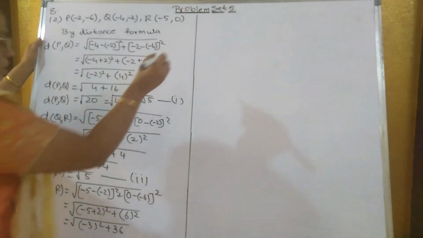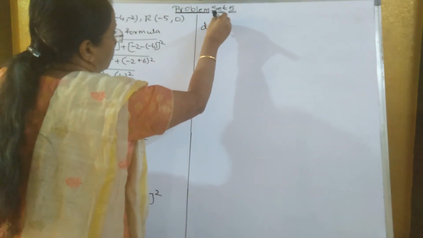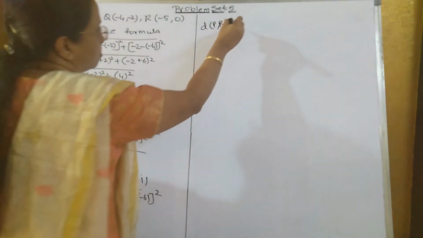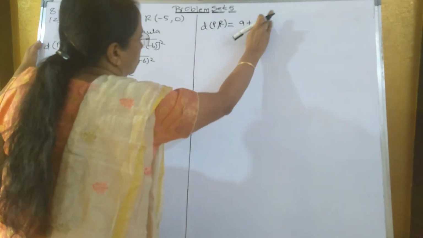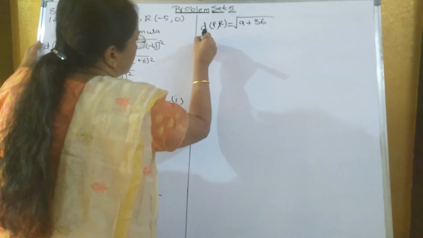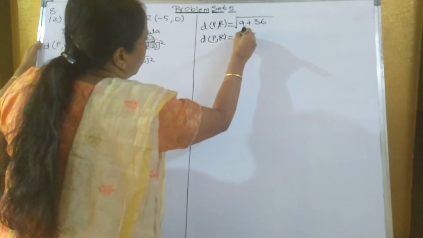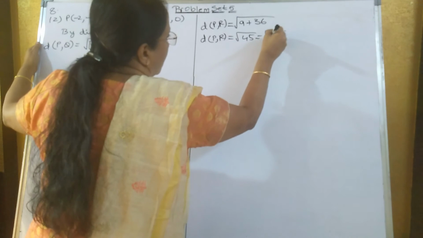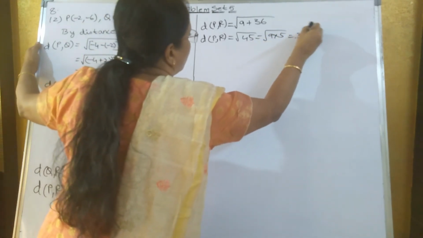So distance PR is equal to how much? Minus 3 the whole square is how much? 9 plus 36. So distance PR is equal to root 45. That's equal to root 9 into 5. That's equal to 3 root 5.